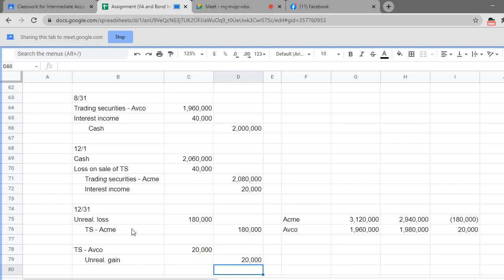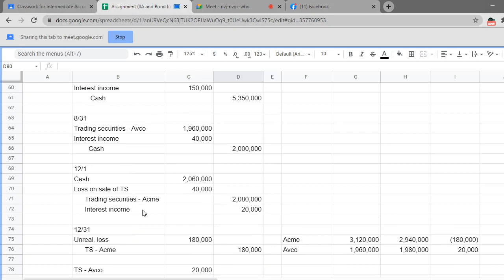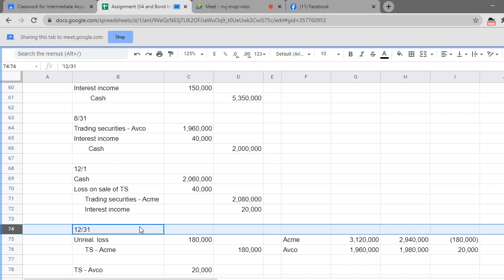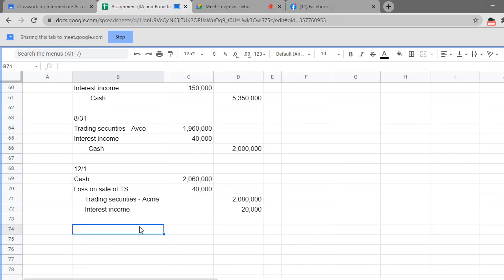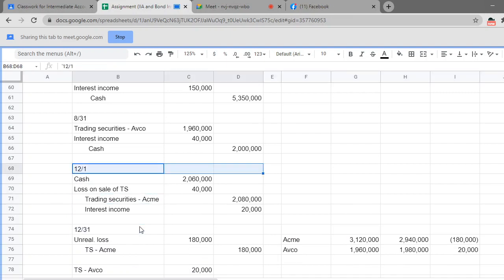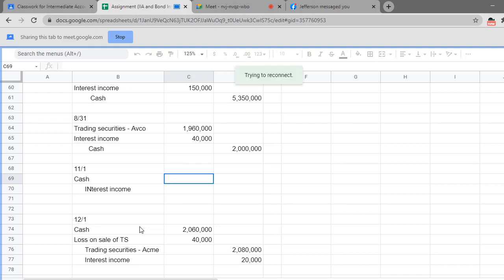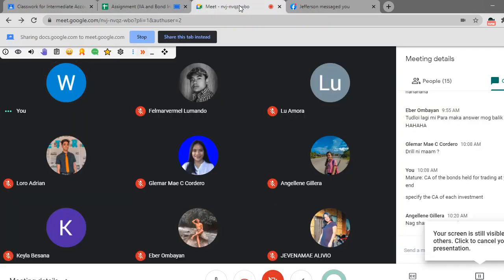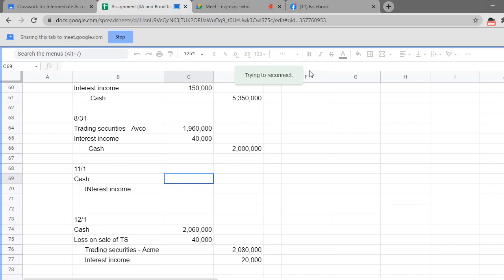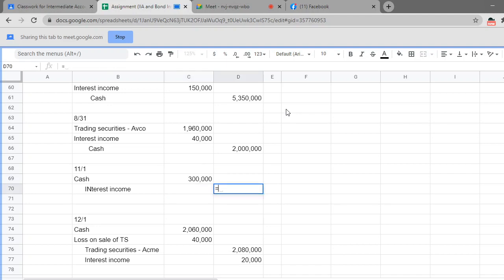Anyway, I forgot something. They give interest every May 1 and November 1. So somewhere here we should have received interest from Acme Company. So that is November 1. Sorry, November 1 is still here. So, on November 1, we received cash and interest income. Based on Acme, how much is our interest income? This time, we had not yet sold the 2,000 bonds. So what we received is 5 million times 12% times 6 over 12 because it is semi-annual.